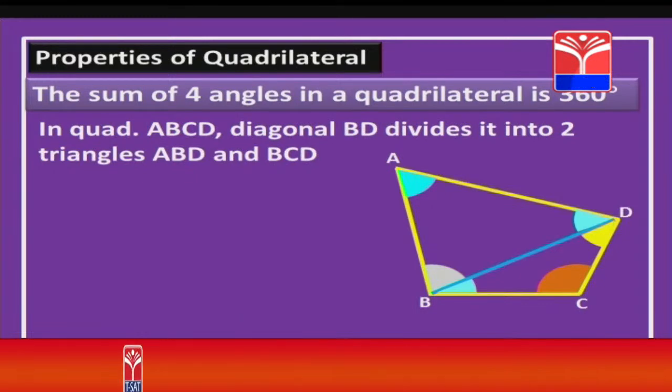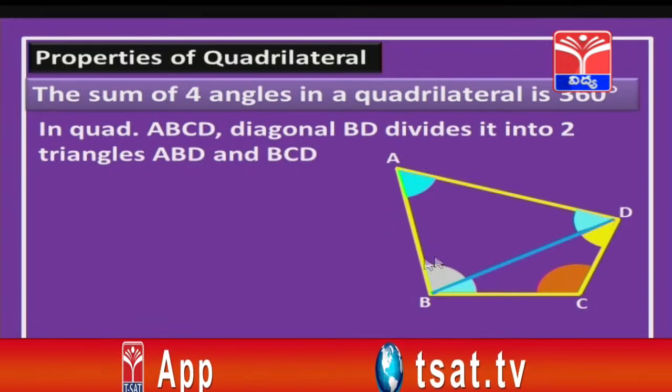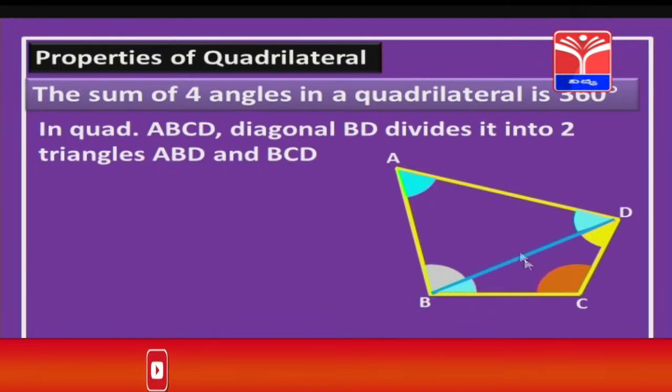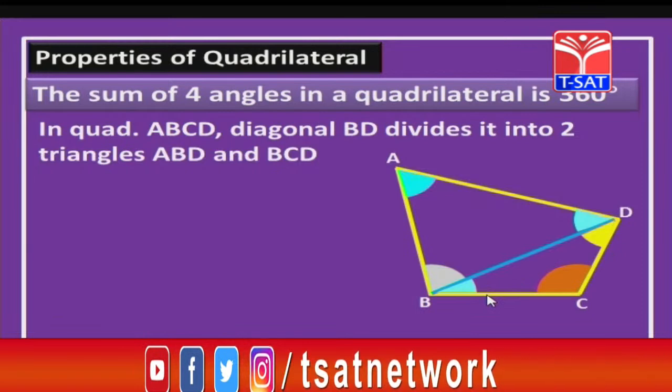Can you notice, children, here? What are the 2 triangles here? Yes, here is ABD and BCD. This is another triangle. Okay? So, we have 2 triangles into which this diagonal has divided the quadrilateral, right?